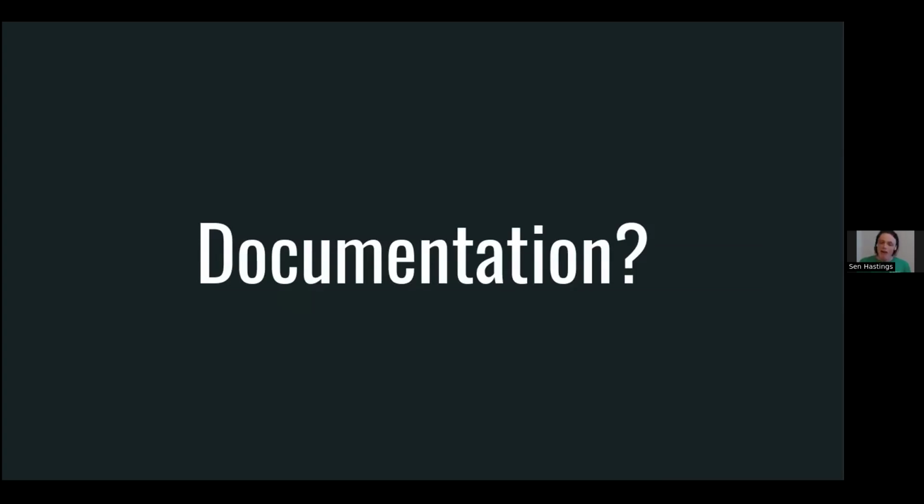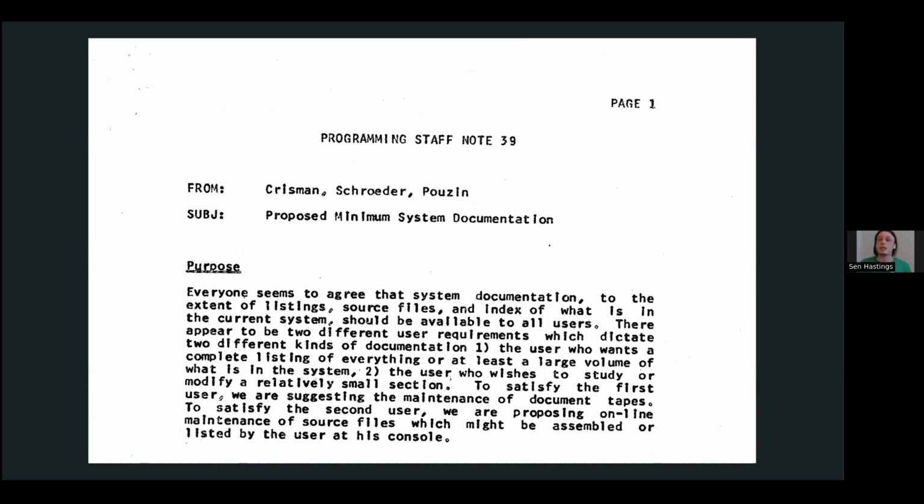Well, everyone seems to agree that system documentation to the extent of source files, so listing source files and an index of what is in the current system, should be available to all users. The note goes on to describe methods for the labeling, storage, and retrieval of documentation and source code for programs, as well as a new proposed command called mail, the mail command.